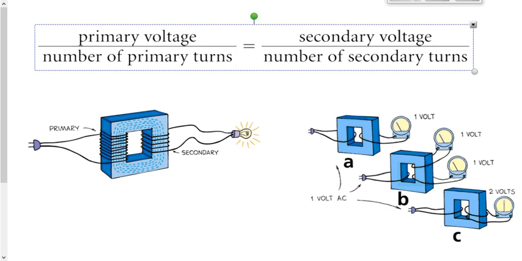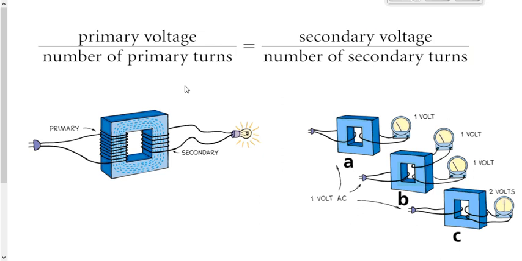So here's our equation to kind of figure this out. I'm sure you can figure it out on your own, but basically we have a primary voltage coming in from the primary side divided by the number of primary turns. So in this case, we have 10. That's going to equal the secondary voltage, the voltage you have coming out of the transformer, divided by the number of secondary turns. So in this case, it looks like we have 4.